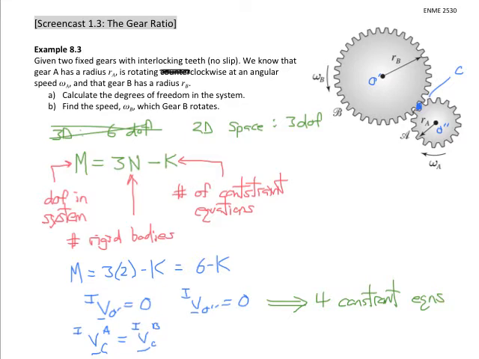This gives us one more constraint equation, and so then k is equal to 5, and so m will be 6 minus 5, and we get a 1 degree of freedom system. This 1 degree of freedom system should make sense because our input into the system is omega A. That's our speed of the system, and as this turns clockwise, then gear B is going to turn counterclockwise by necessity due to these conditions.